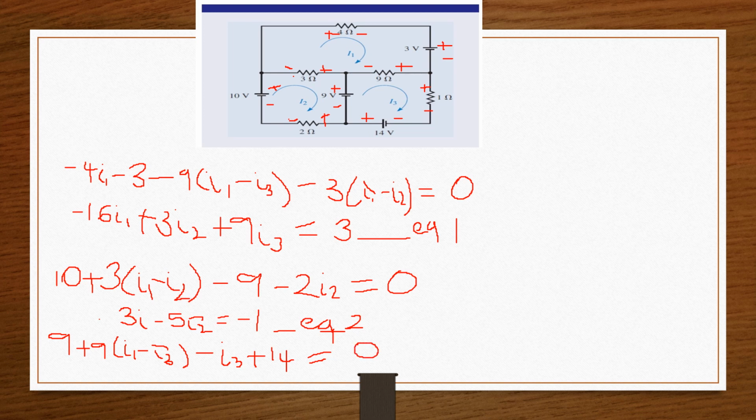So from this we can derive our third KVL equation. Let me write it over here at the top. When you simplify it, you have 9I1 minus 10I3 equals negative 23. This is simple algebra, you should try it and see. So this will be our equation 3.